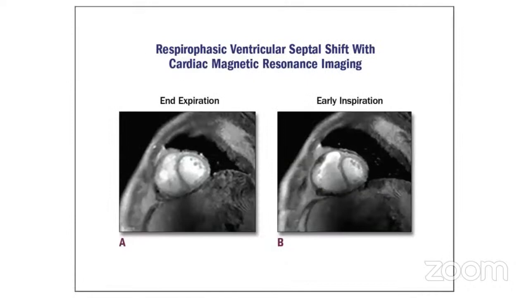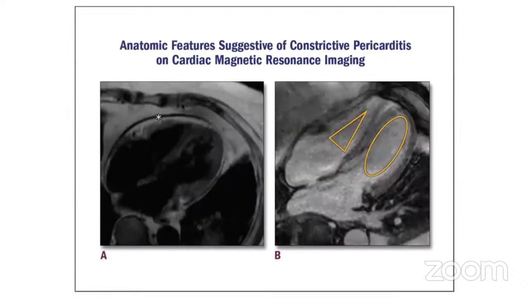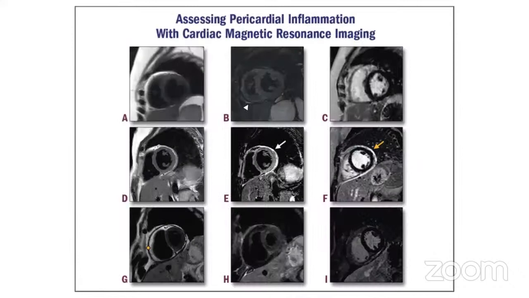This here shows the ventricular interdependence between the right ventricle and the left ventricle. During early inspiration, as you can see, the septum bulges towards the left side of the heart. During early expiration, the opposite happens. The septum will encroach onto the right ventricle. As we said, there is pericardial thickening in MRI, and there is also altered geometry of the cardiac chambers. That can all help you diagnose the patient as having constrictive pericarditis.